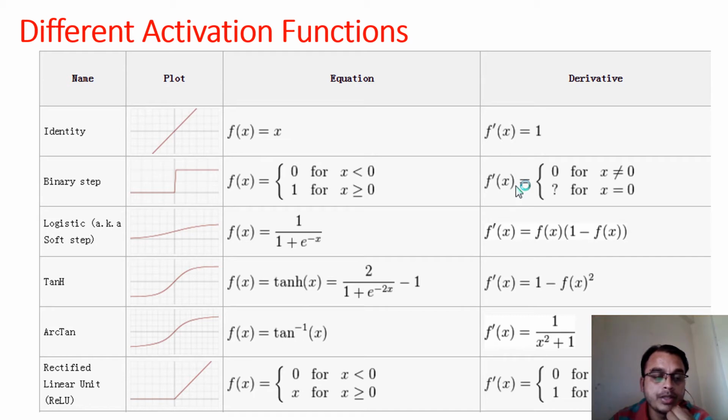So besides these rectified linear units, there are still different units we can use as activation functions. So what are those activation functions? First is the identity, then binary step, logistic, tanh, arctan, and ReLU. These are a few activation functions. Okay, you can go through them and use them as per your requirement.